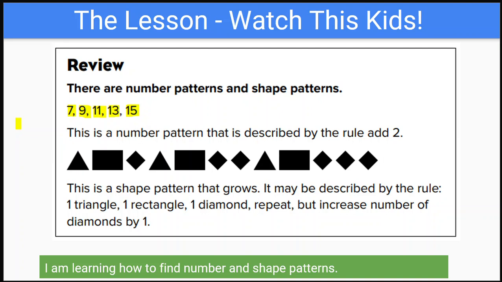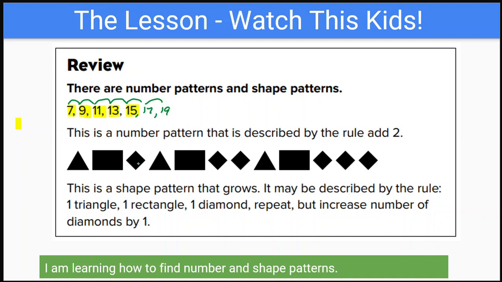Well, you can always look from one to the next to figure out what the pattern is. How did you get from 7 to 9? Right, you added 2. And then from 9 to 11, you added 2. Then you added 2 and you added 2. If we continued, what would be the next number? Right, 17. And if we were to add 2 again, you'd get 19. Okay, so this is a number pattern right here, but you can also have a shape pattern.